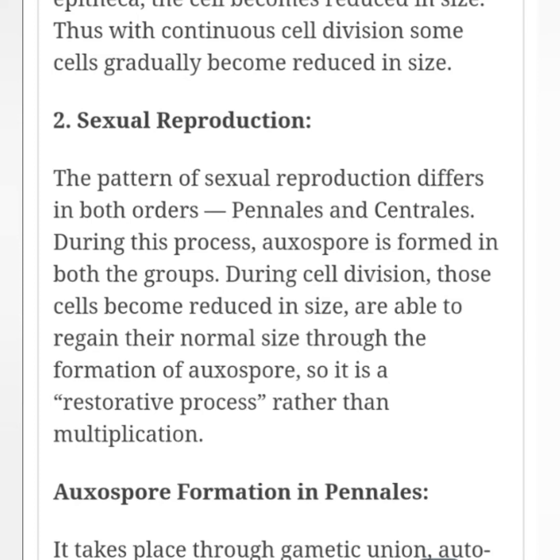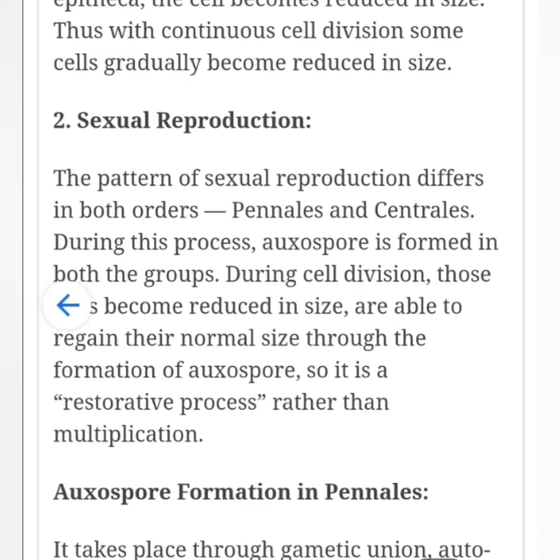So the diatoms, we have two groups, the pennales and the centrales. In the class Bacillariophyceae, we have two orders, that is the pennales and the centrales. So now we are going to study sexual reproduction in both these orders.